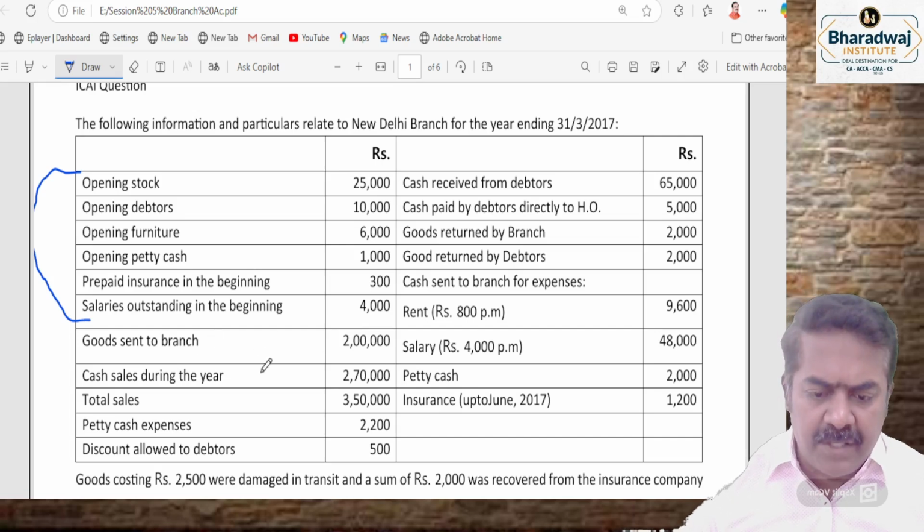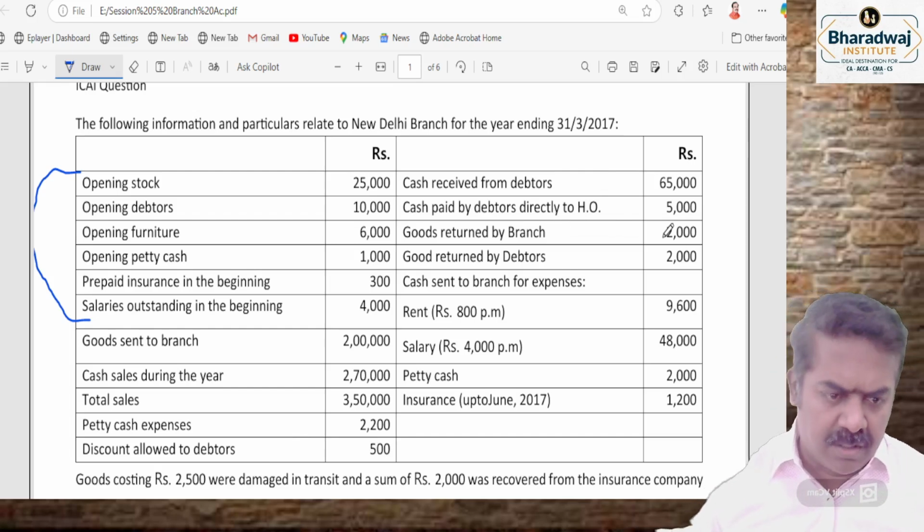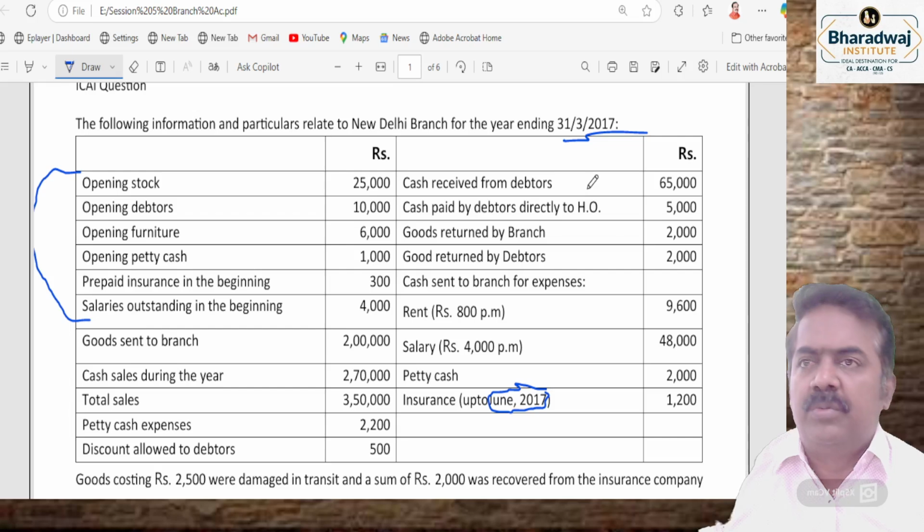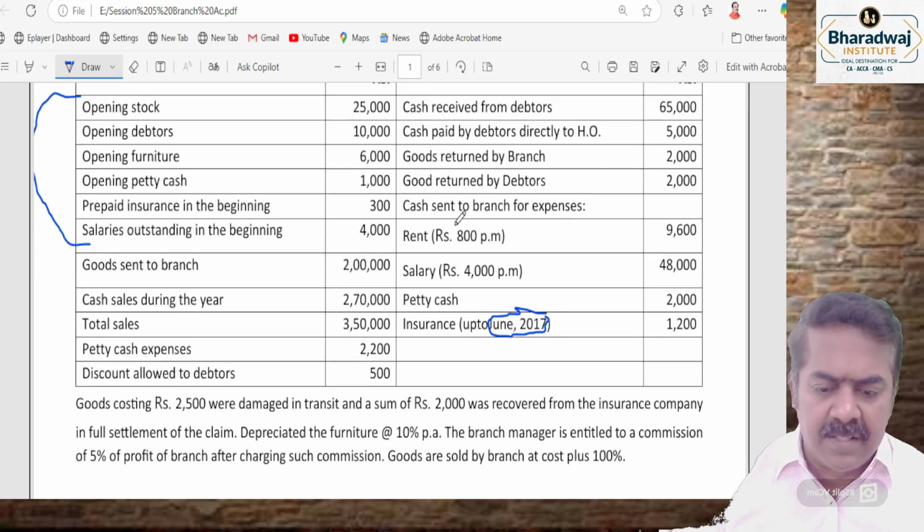Then goods sent to branch is given, cash sales is given, total sales is given, which means the remaining is credit sales. Petty expenses, discount allowed to customers, cash paid directly by customer to head office, goods returned by branch, goods returned by debtors, cash sent for branch expenses, rent, salary, petty cash are given. Insurance is paid up to June month. We are on 31st March, so April, May, June, 3 months prepaid.